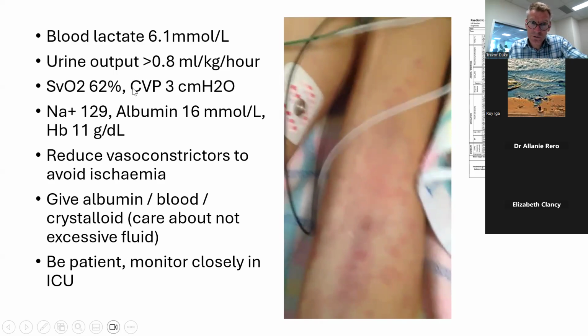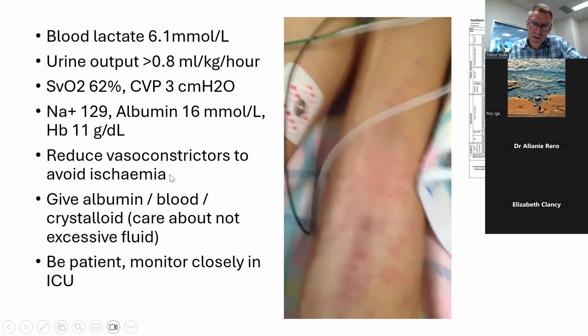The cardiac function is probably not so good. And her central venous pressure was 3. Now, that's quite low, and it suggests that she's somewhat hypovolemic. Her sodium was 129, so that's a bit low. Her albumin was 16, and her hemoglobin was okay at 11.